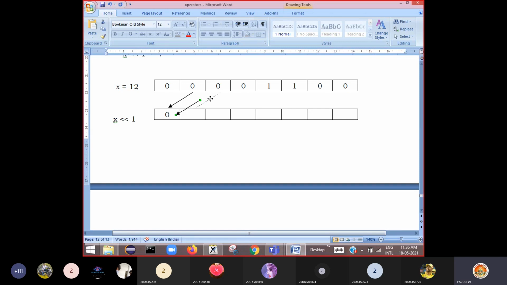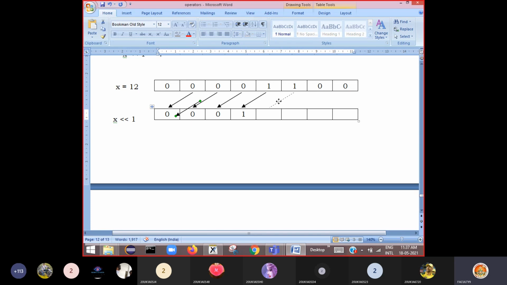Okay, then this 0 will come here. This 0 will come here. Then this 0 will come here. Then this 1 will come here. See, all the bits are moving one bit towards the left side. In the same diagram it moves, but I am showing it as a separate diagram so that it becomes easy for you to understand.